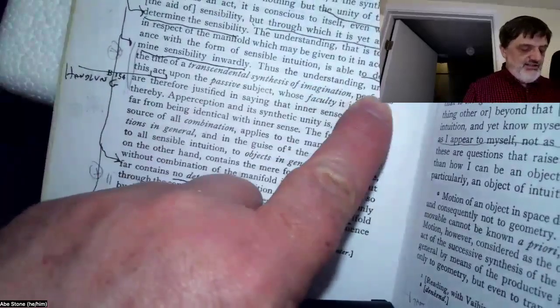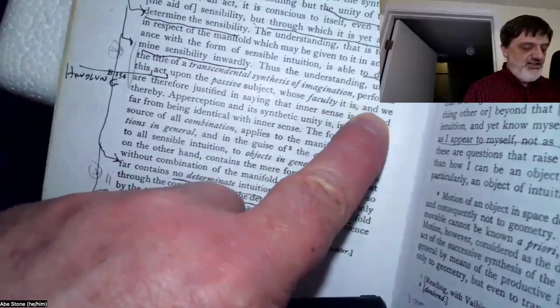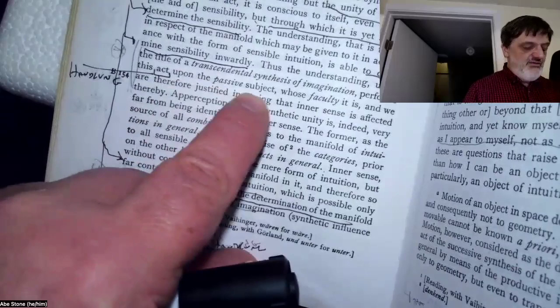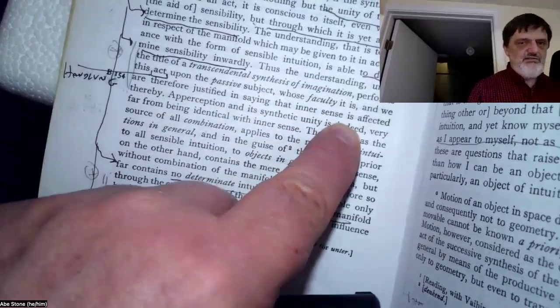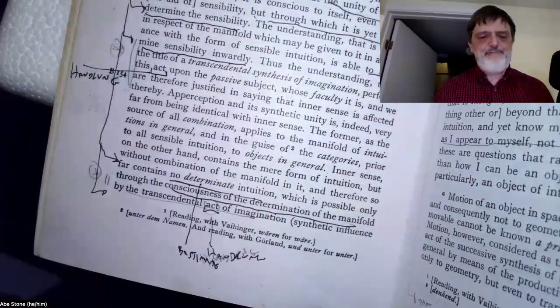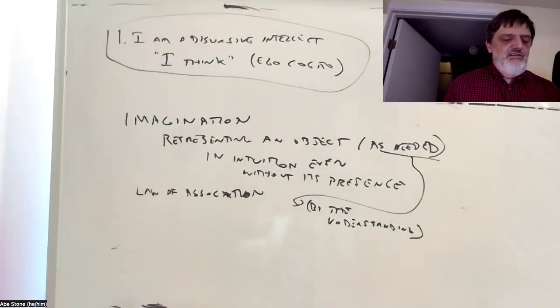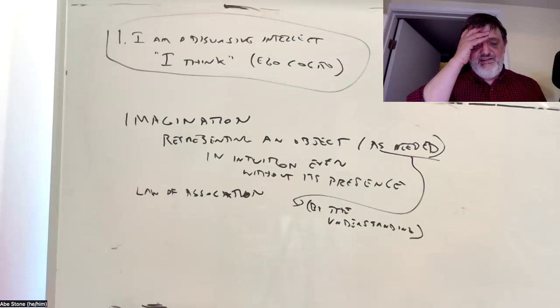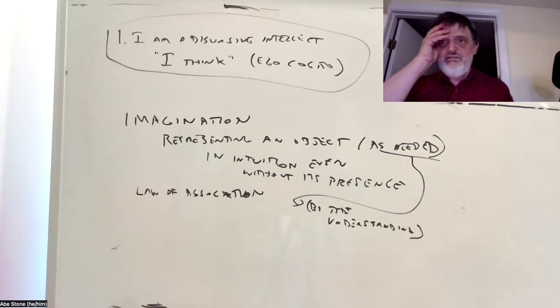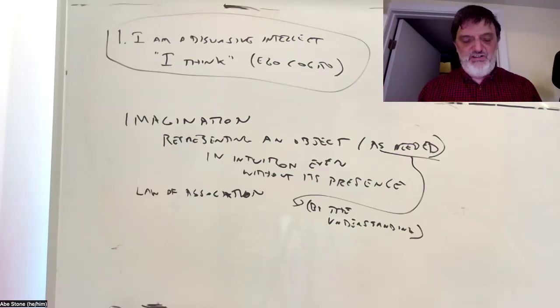But then it says, thus the understanding, under the title of a transcendental synthesis of imagination, performs this act upon the passive subject whose faculty it is. And we are therefore justified in saying that inner sense is affected thereby. So that, okay, so it's something like this. I mean, oh, I'm out of time, so I won't get to say what it's something like.